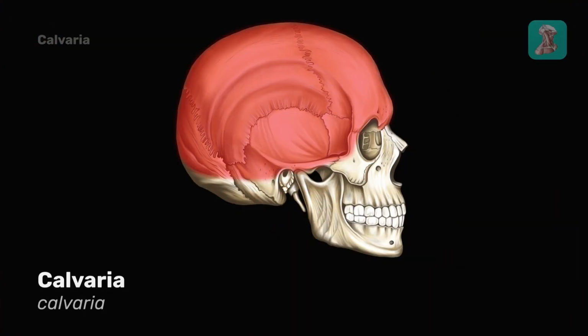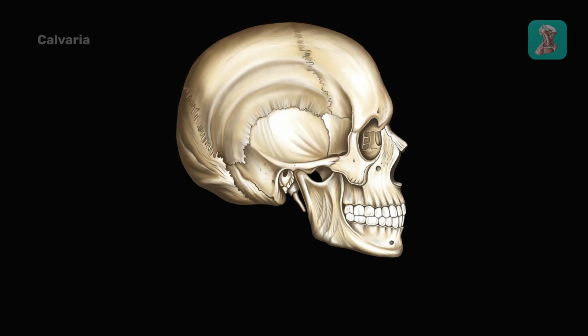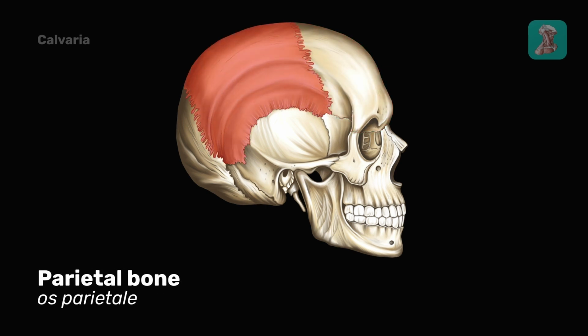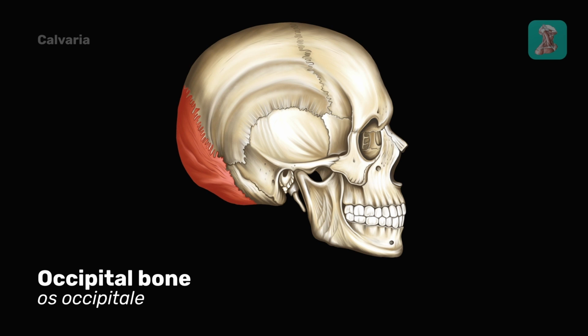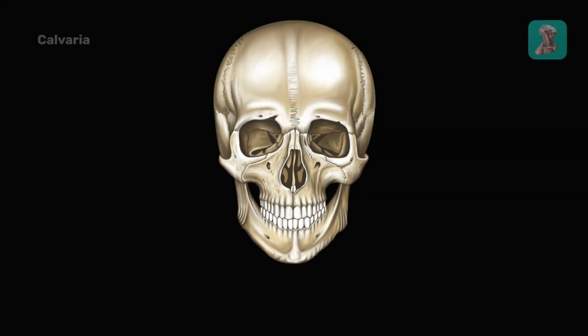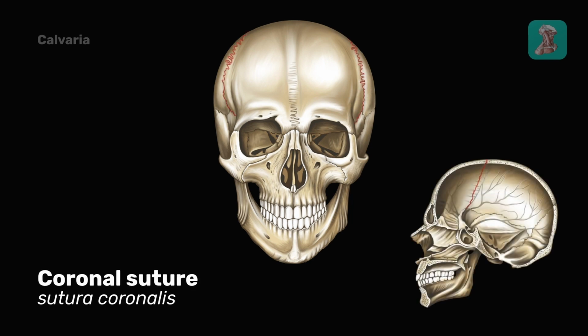Let us now examine the calvaria, the internal and the external surface. On the external surface, there are articulations of 4 bones, which are the following: the frontal bone, 2 parietal bones, and the occipital bone. They form sutures by joining together. The first suture is the coronal suture.